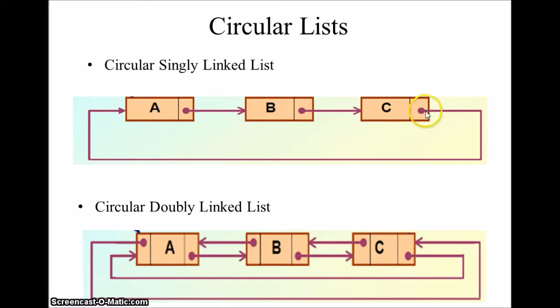Circular singly linked list: the last node, which would be pointing to null in a singly linked list, in circular singly linked list will point to the address of the first node. Similarly, in circular doubly linked list, the last node points to the address of the first node, and the first node points to the address of the last node.